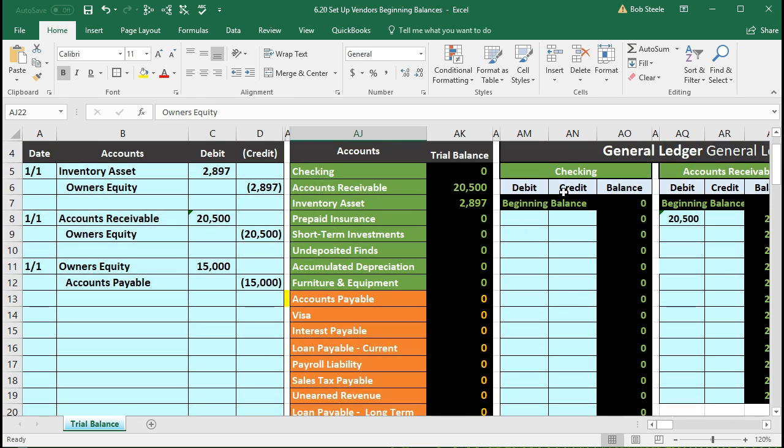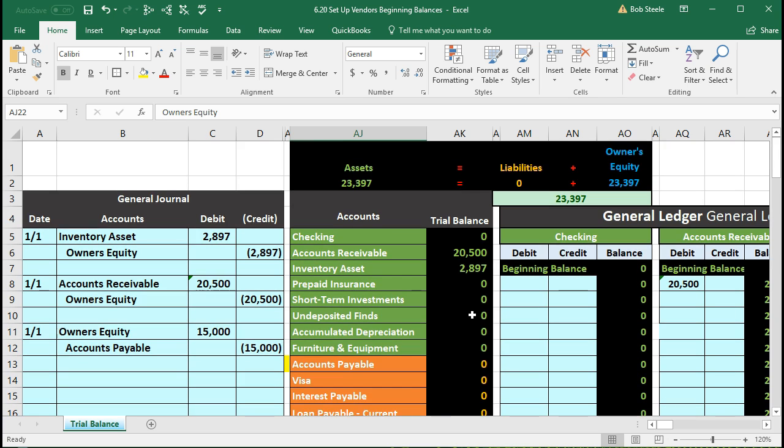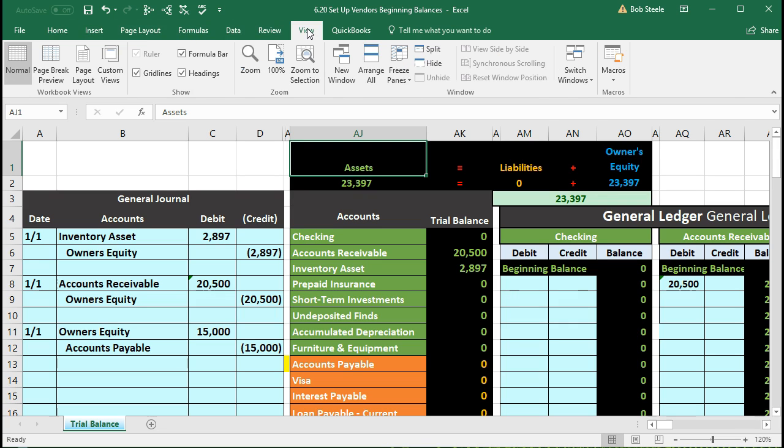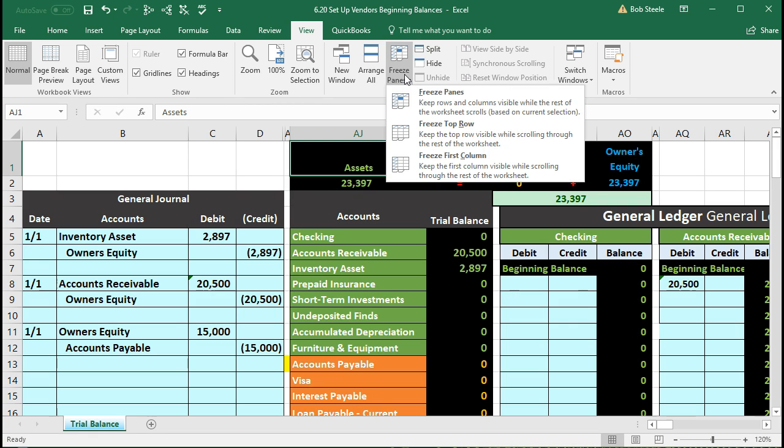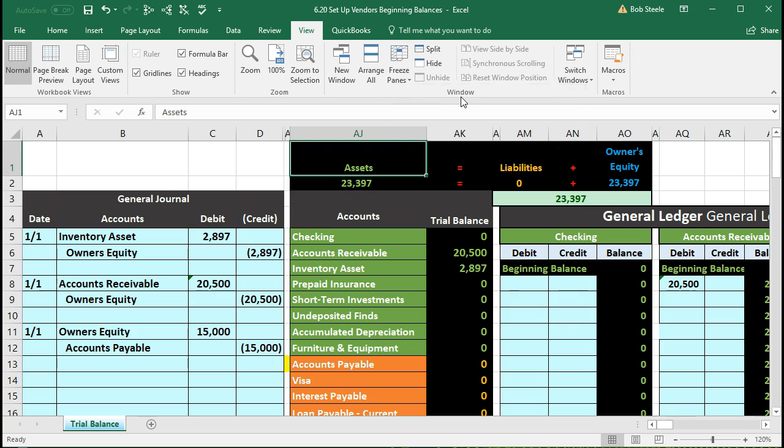It's going to be the same order in the general ledger when we look to post these accounts. We're going to go ahead and freeze the panes. So we're going to go back up here to AJ1. Then we're going to go to the View tab, and go to the Window group, Freeze Panes. Clicking Freeze Panes, freezing the panes.